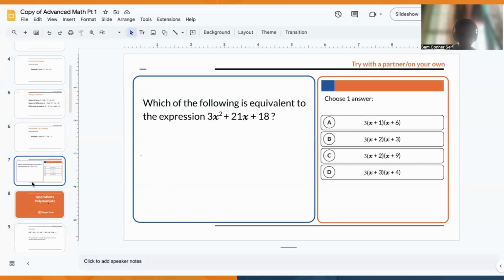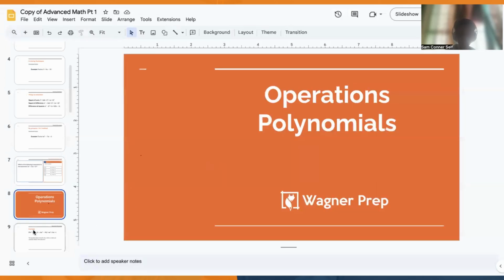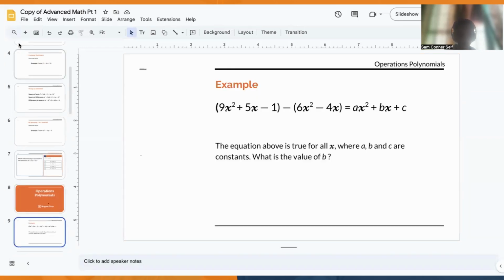All right, so now that we've done a little bit of factoring, we'll move on to operations with polynomials. So these are going to be a little bit more advanced. They're going to ask you to do a few more steps to solve it. So in this example, they give us this equation, and they say the equation above is true for all x, where a, b, and c are constants, and they ask what is the value of b. So for this case, essentially what they're asking you to do is just combine these like terms to get this polynomial format that we see to the right of the equal sign.